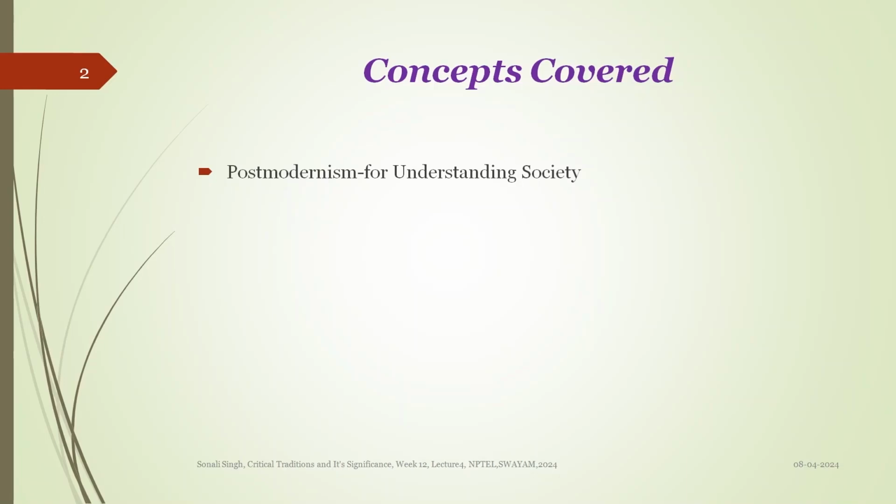Now, we have seen in our first lecture, when we were discussing the meaning of postmodernism, I explained that we can understand postmodernism in two ways. First is as a theory, and second is postmodernism for understanding the society. So, in our last slides and lectures, we have discussed postmodernism as a theory in some detail, and in this lecture, we will be talking about how postmodernism is helpful in understanding the society.